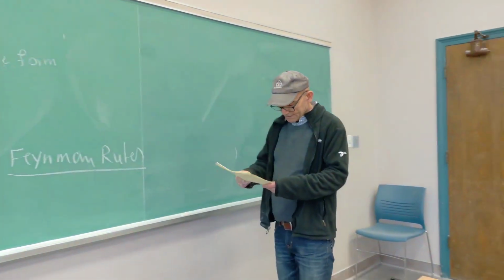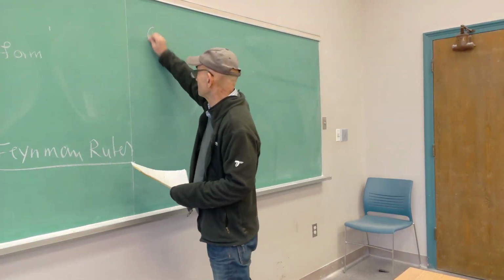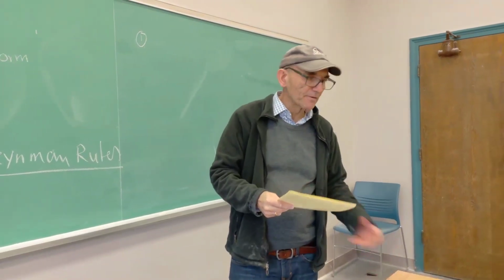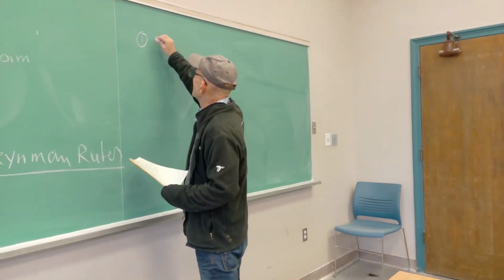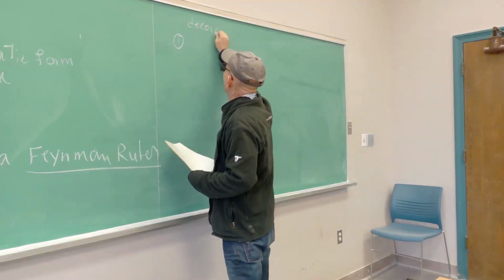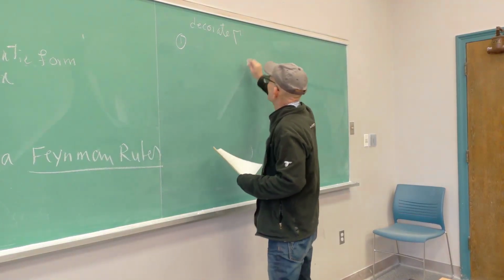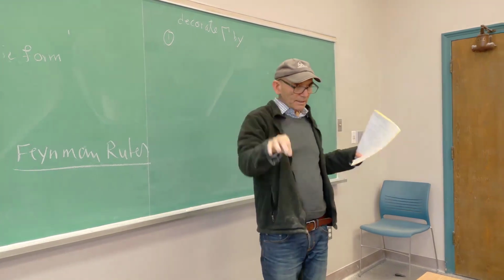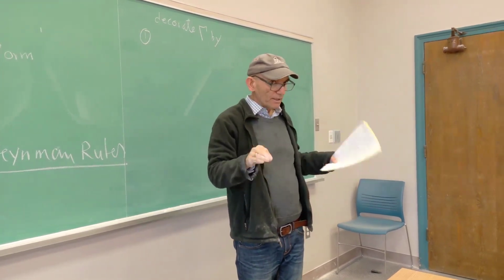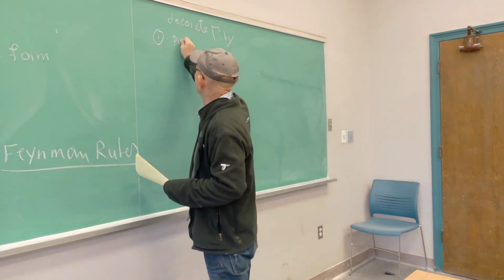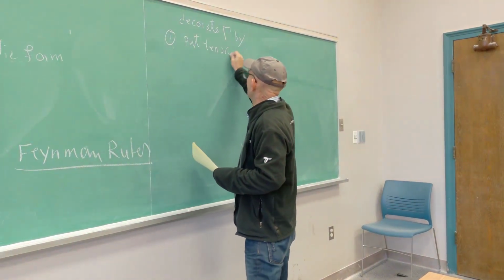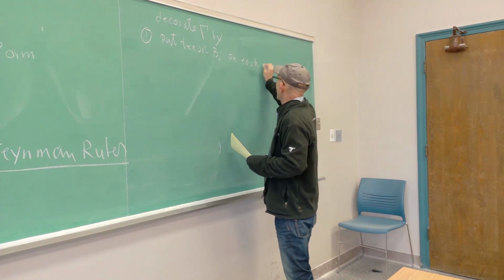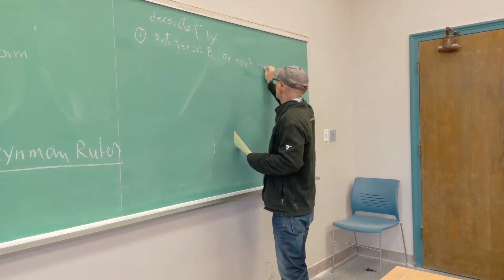So what are the Feynman rules? Rule one is that we're going to decorate this graph, gamma. First of all, we put tensors B_i on each i-valent vertex.